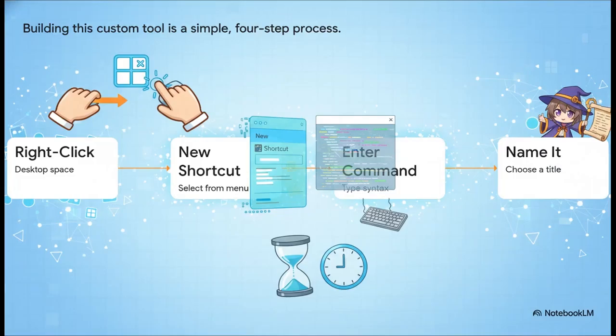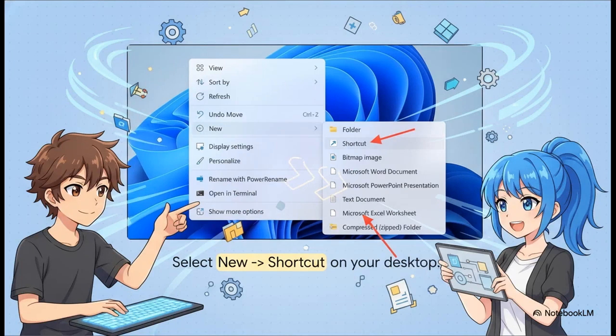Moving right along to section 2, building your custom shortcut in a quick 4-step process. Building this custom tool is a super simple 4-step process. You don't need any coding experience whatsoever, you definitely don't need to download any sketchy third-party software, and the whole shebang takes maybe 30 seconds from start to finish. Starting on an empty space anywhere on your desktop, you're just going to right-click to open up your standard context menu. From there, hover over New, and then click on Shortcut.